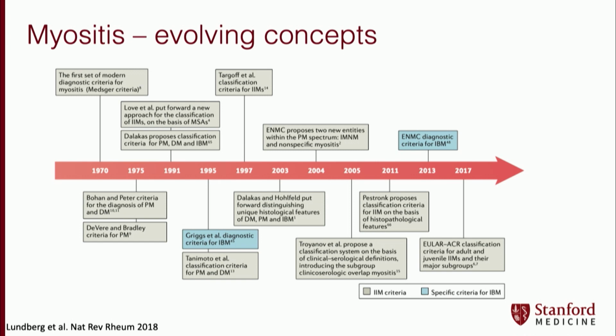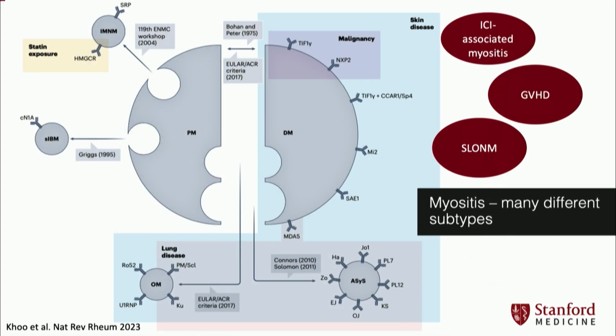So I won't go into detail on that slide. It just shows that starting in 1975, Bohan and Peter described and defined the diagnostic criteria for what we would call polymyositis and dermatomyositis. Dermatomyositis is the variant where there was some skin involvement as well, and polymyositis is where there wasn't any skin involvement, it was just the muscles that seemed to be affected. At the time, we used to think that this was where it started and stopped, but over time you'll see that many other subgroups were defined.